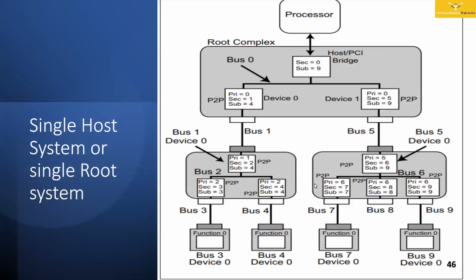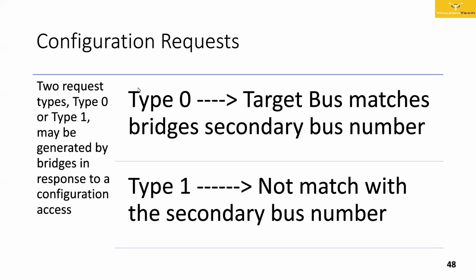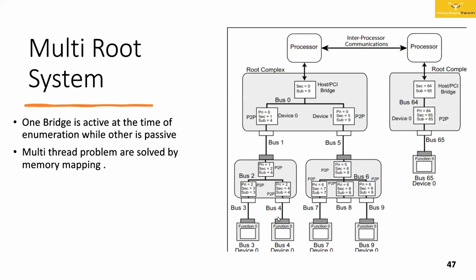This is already explained: single root, multi root. This is the same thing I'm trying to explain. If it is type 0, the target bus number matches the bridge's secondary bus number, which is obvious. With type 1 it will not match. We can see here for this bridge, if the function is an endpoint, the secondary and subordinate bus numbers are the same. Here also the same, here also the same. So this is what it's trying to say.